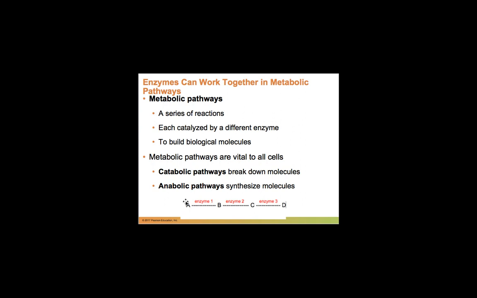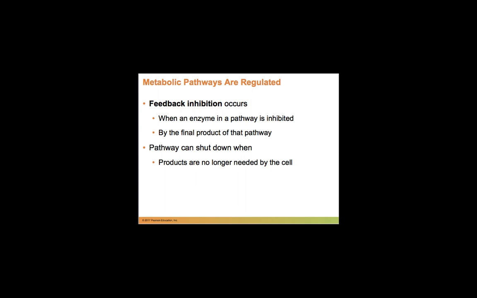So here is just a little representation of a metabolic pathway. We begin with reactant A. We get product B. Product B will then serve as a reactant to form product C. Each step is going to involve a different specific enzyme. We can also have feedback inhibition. So feedback inhibition is a way to regulate metabolic pathways.